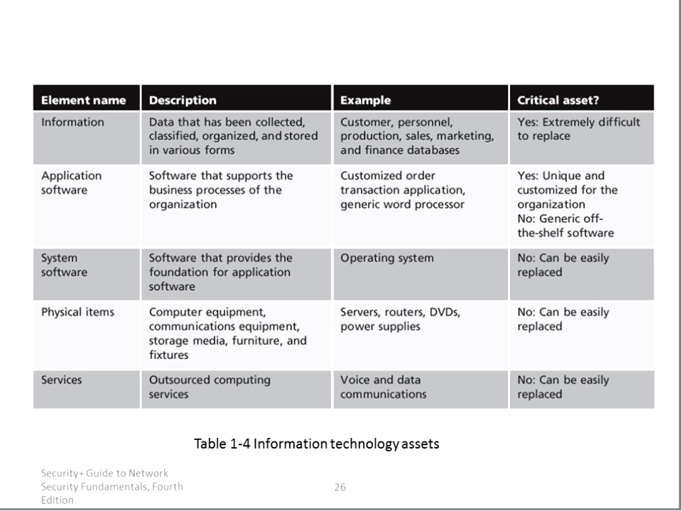Physical items like the computer equipment, communication equipment, all of the things that you have, especially servers, routers, and networking equipment. It's not critical because it is replaceable. Also services, what we have outsourced to other companies, like voice and data communications. Not critical because it can be easily replaced. Even if it's replaceable, it will interrupt operation. So the idea is to make sure that all of our assets are intact, especially our critical assets.